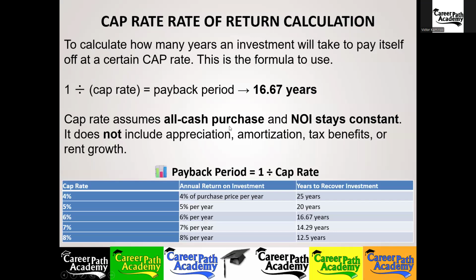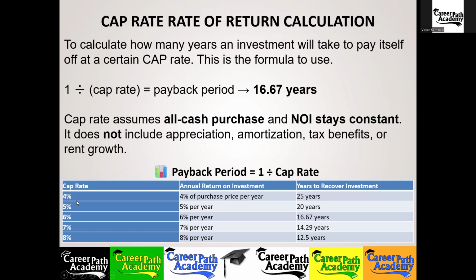So I put together a couple updates. You guys are the first class to see these updates that I've added to the slideshow here on calculating rates of return integrated into the slides now. So to calculate how many years of investment it'll take to pay itself off at a certain cap rate, you basically use this formula. 1 divided by the cap rate equals the payback period.